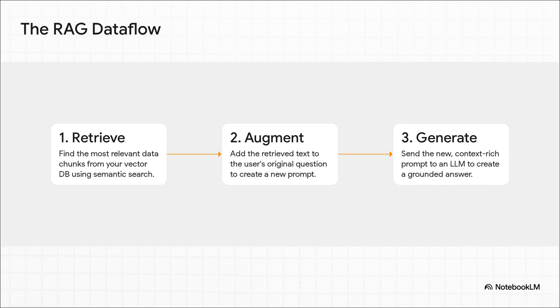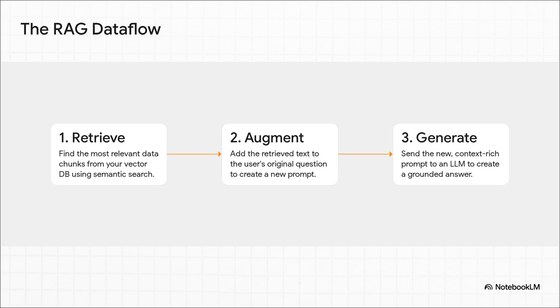Okay, so our data is all prepped. Now, here's what happens every single time a user asks a question. First, retrieve. We take the user's question, turn it into a vector, and then use semantic search to find the most relevant chunks of text from our database. It's not just looking for keywords, it's looking for things that have a similar meaning.